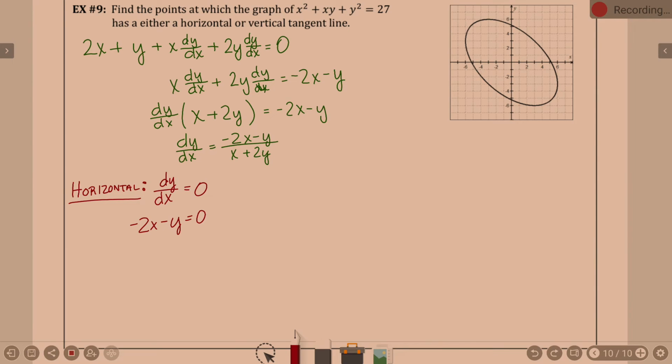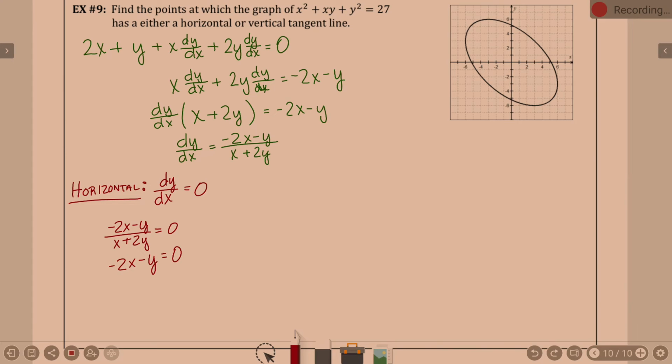You can think of it as negative 2x minus y over x plus 2y equals 0. But think through it this way. What happens when I multiply x plus 2y over to the other side to get rid of my denominator? It's multiplying by 0, isn't it? And so that's how we can go straight to negative 2x minus y equals 0.